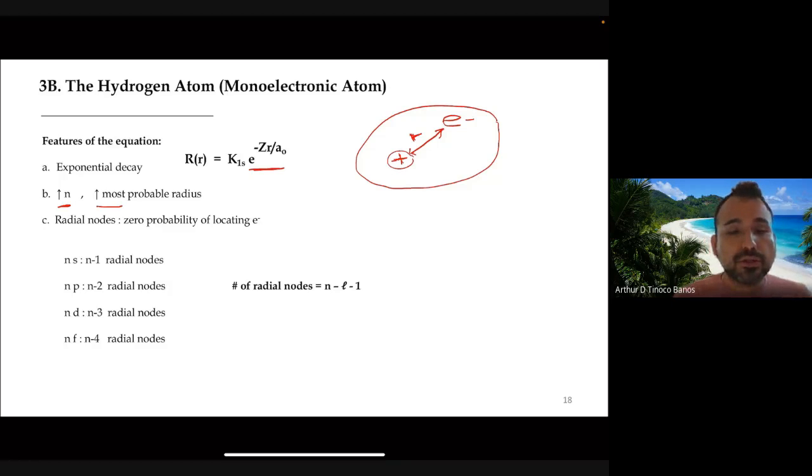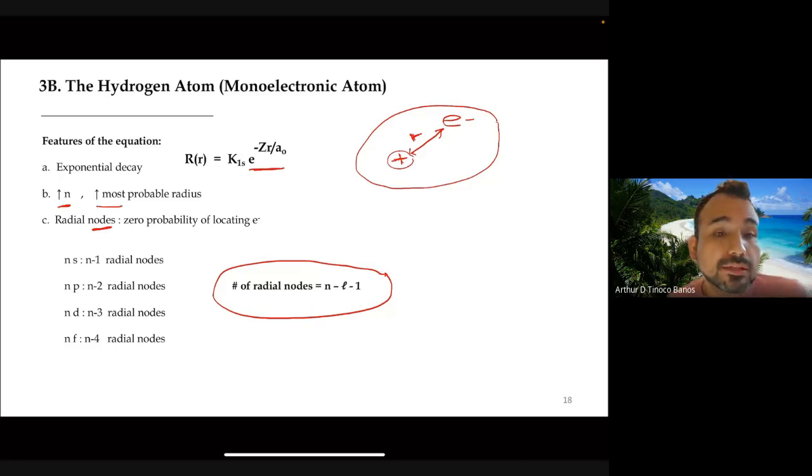Another feature that's not obvious, if you look at this equation, are what are known as the radial nodes. A radial node, or in general, the nodes, okay, nodes refer to a zero probability of locating an electron. Okay, and so what I'm going to provide here is just some specific numbers that you can keep in mind, but a general expression here that defines the number of radial nodes in terms of the values of quantum number n and quantum number L. So number of radial nodes equals n minus L minus 1. Okay, it's very important to keep that in mind.